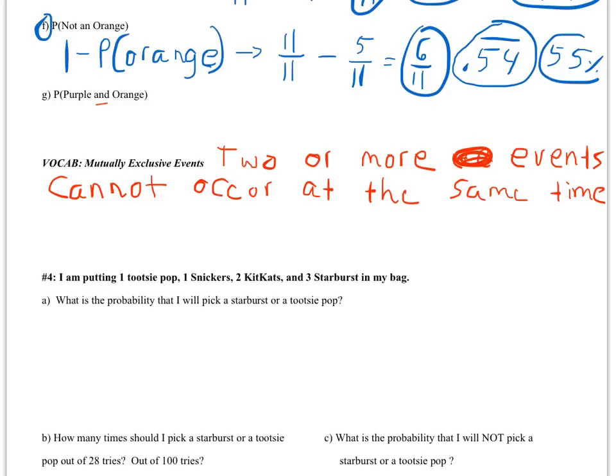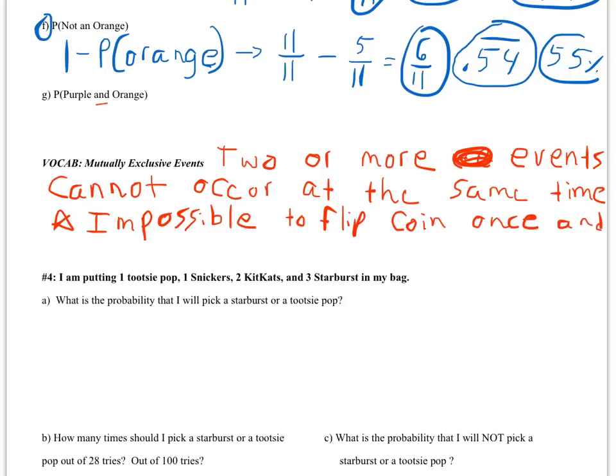If you think about another example of this, think about flipping a coin. If you flip a coin once, can you get both a heads and a tails on that one coin flip? The answer is no, it's impossible. So let's get that example down because that'll help us remember this vocab word. It's impossible to flip a coin once and get heads and tails. So we say that those two events are mutually exclusive events.